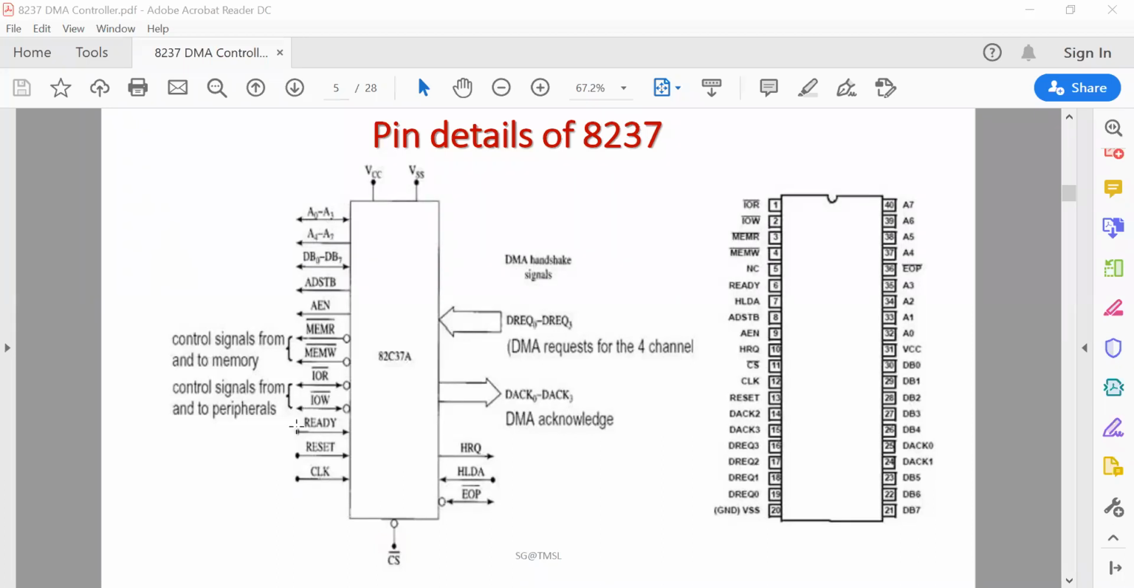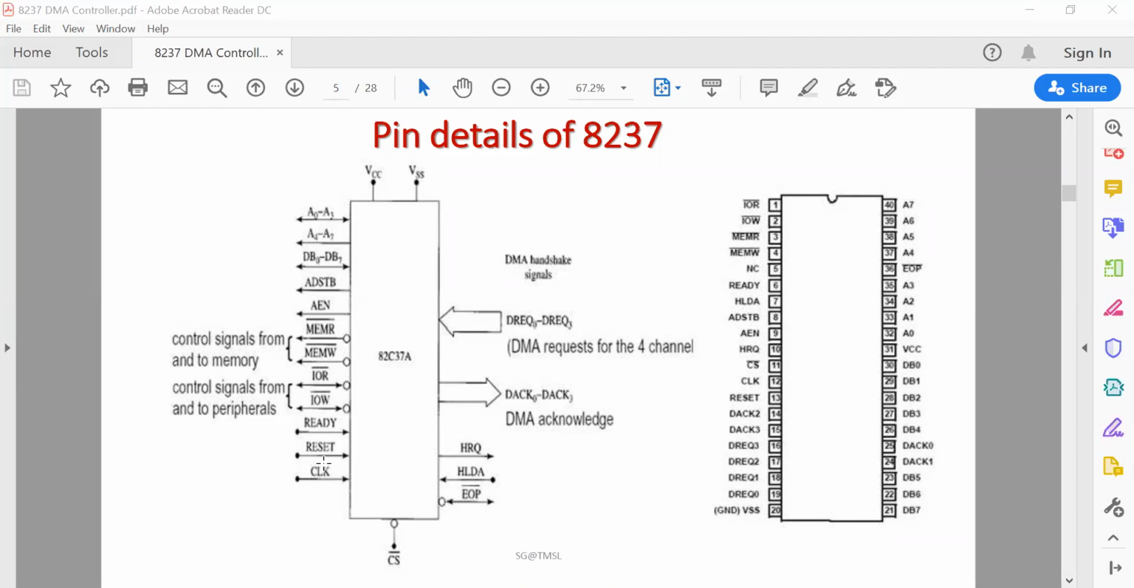Next, it has the reset pin. A high on this input line clears the command, status, request and temporary registers, and it also clears the internal first/last flip-flop and sets the mask register. Actually, the 8237 remains stuck in reset until the reset pin is high.